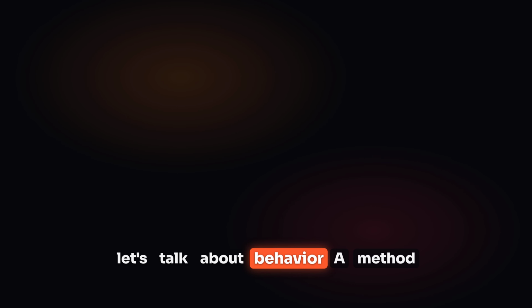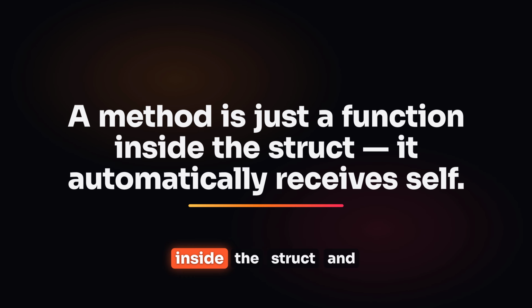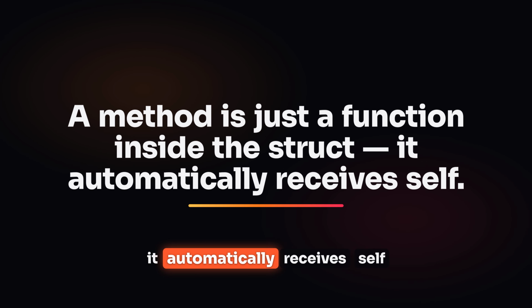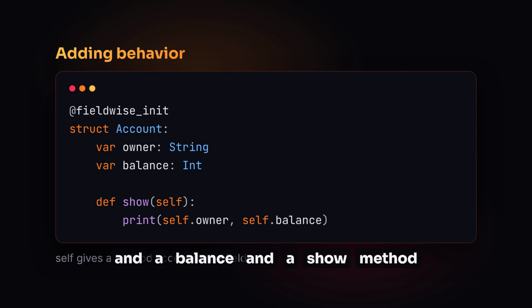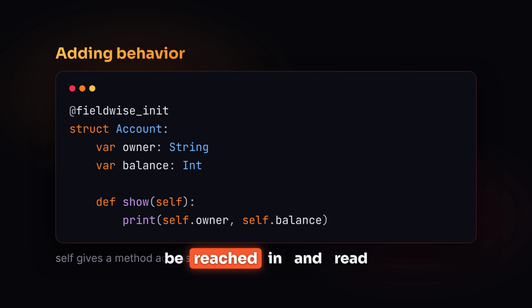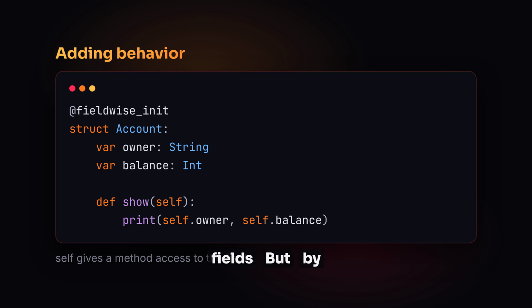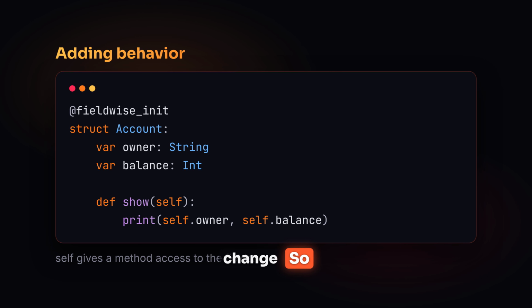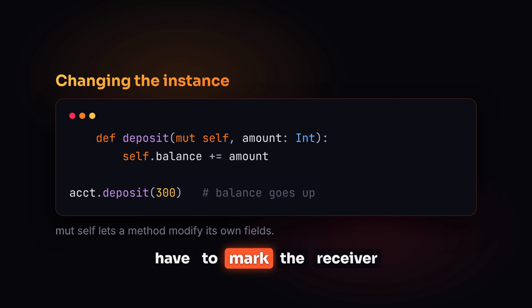Now let's talk about behavior. A method is just a function defined inside the struct, and it automatically receives self. Here is an account with an owner and a balance and a show method. Pay attention to this. Through self, that method can reach in and read the instance's own fields. But by default, a method can only read. It cannot change.